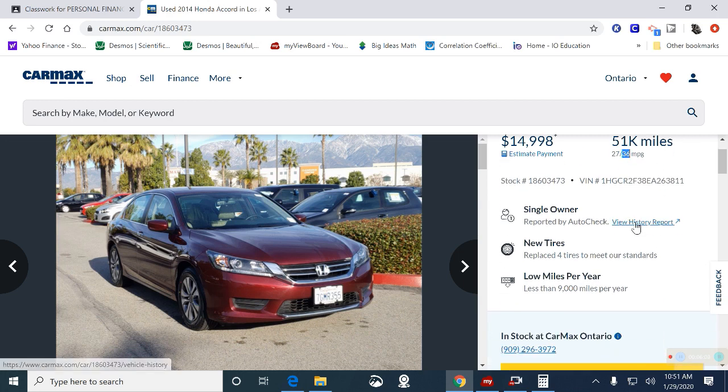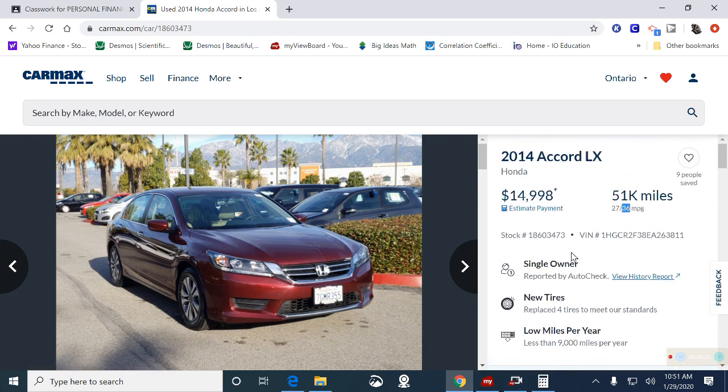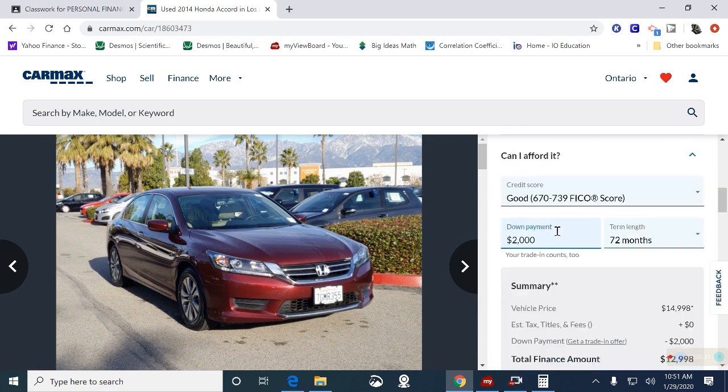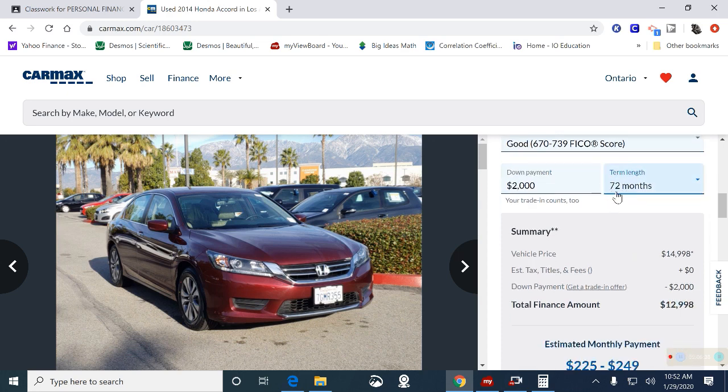You can look at the history report and who owned this car. But look at right here. This has to do with today's lesson, estimate payment. Look at it, they're telling me, if I put $2,000 down, a down payment on this car, and I have a good credit score, they'll let me pay the rest off in 72 months, the term length.